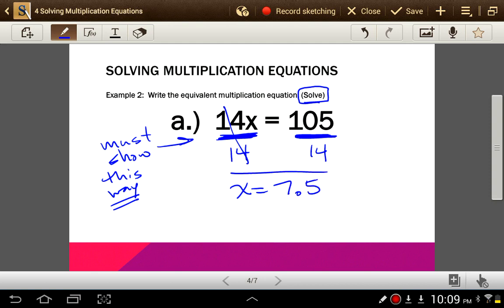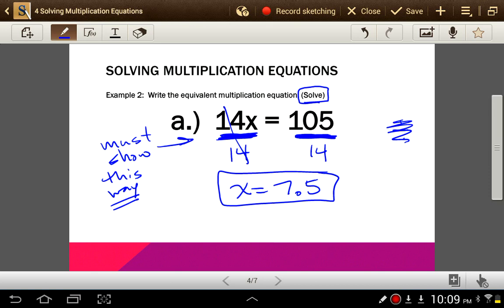So I'm going to put 7.5. And that is how you solve them. Again, you must use fraction bars. Okay, I don't want to see this symbol. I want to see fraction bars to solve them. Got to show it to both sides, and then you get x equals. That's how you write the equivalent equation for these.